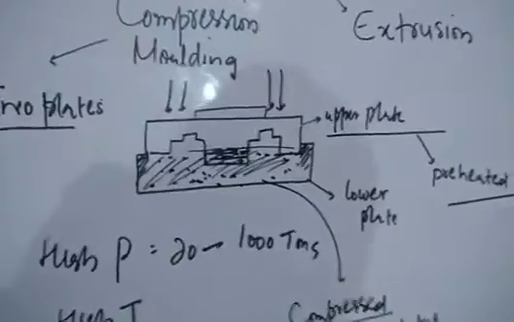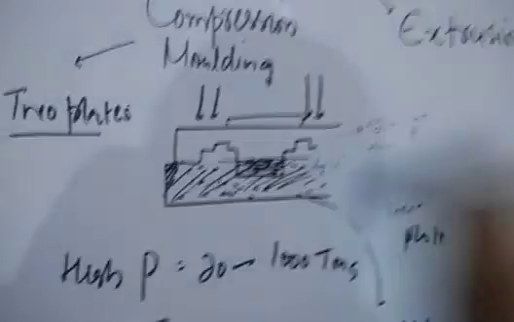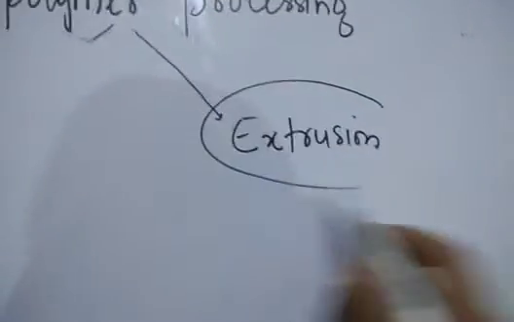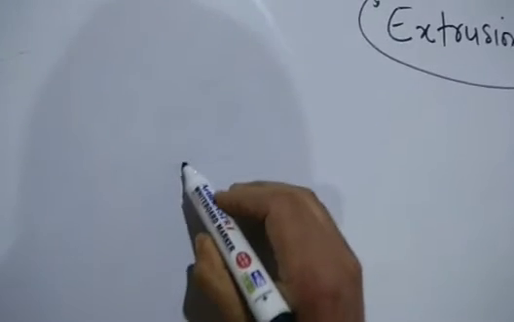Now, let's go to the extrusion method. I'm trying to make it as simple and as concise as possible because it's not that straightforward, basically. Now, in the extrusion method, as I mentioned earlier, it is used for thermoplastic polymers. In the extrusion method we basically have an extruder.